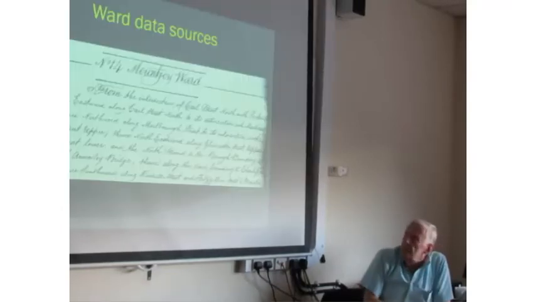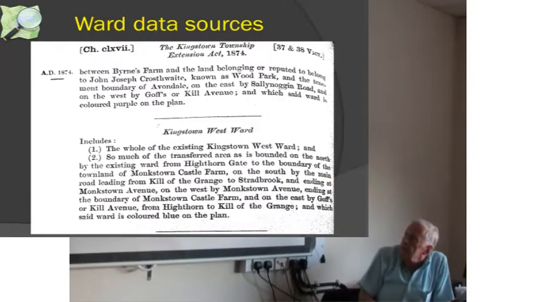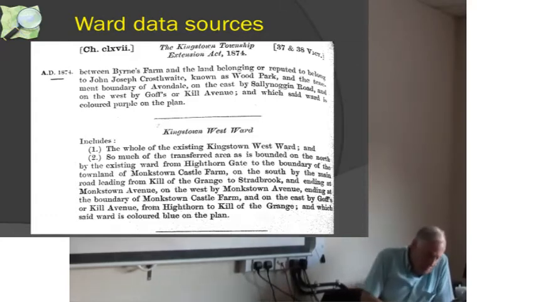It's much the same for Dunleary here, and those are the wards for Dunleary, again by text, relying in some cases on the land belonging or reputed to belong to John Joseph Crosthwaite. So you've got to try and find where his reputed land was. But it's quite interesting reading some of it.